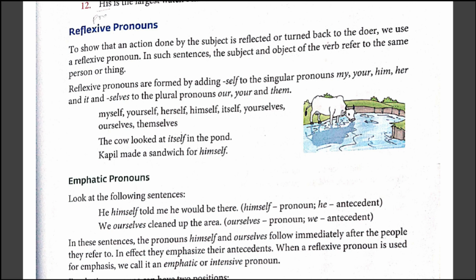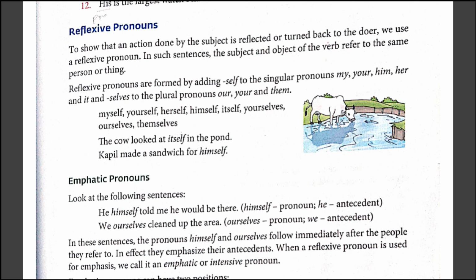So here going further. In these sentences, the pronouns himself and ourselves follow immediately after the people they refer to. In effect, they emphasize, means what? To stress their antecedent. Now in the first one, what was the antecedent? He. And in the second one, we. About whom are you talking? About what is the subject in this? He in the first one, and second one, we. So they are the antecedent. And what are the pronouns in the first one? For he, himself, and second one, we, ourselves. So ourselves will be your pronouns.